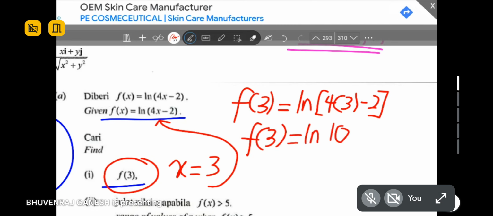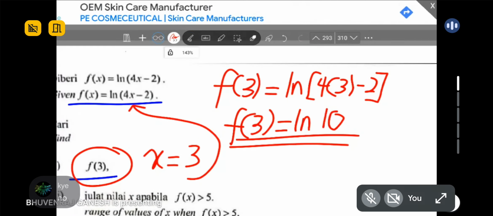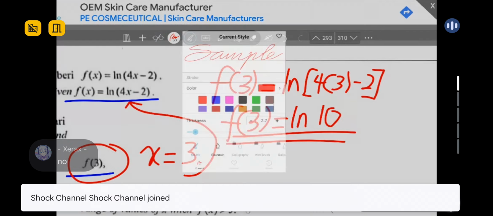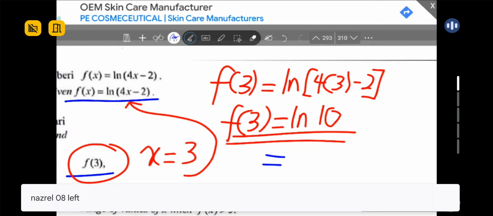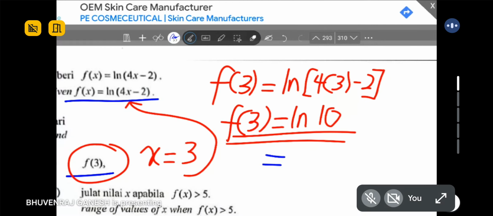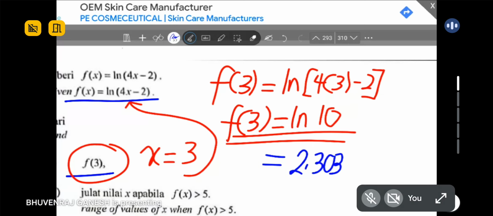Okay, guys. Over here, can this be my final answer? Yes or no? Yang ni boleh jadi jawapan akhir tak? ln 10. Okay, cannot. It's better if you press calculator and tell the final answer. Okay, lebih tepat lah. It's much better. Okay, so you just press calculator, ln 10, you will get the answer 2.303. Okay, this is your ln 10. So you can leave like this, your final answer. Okay, ini adalah jawapan akhir.